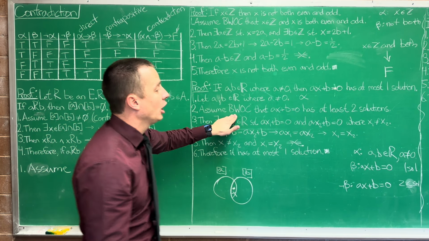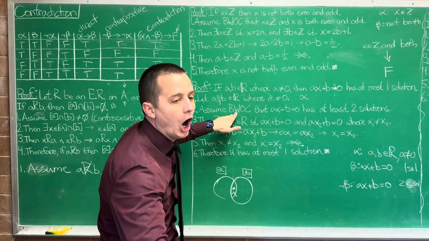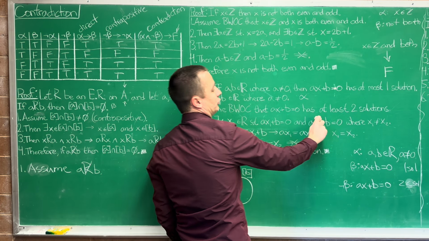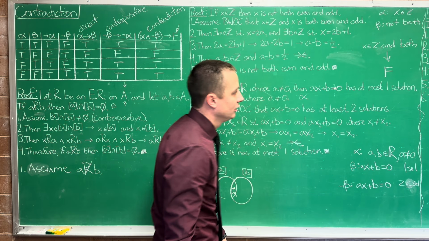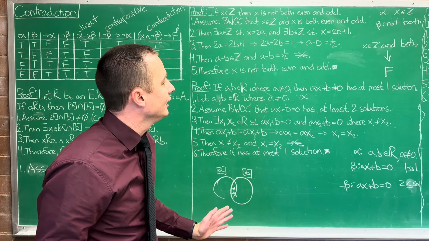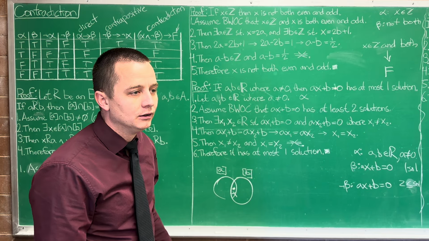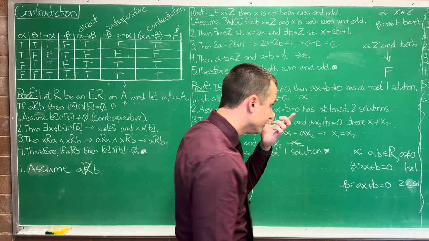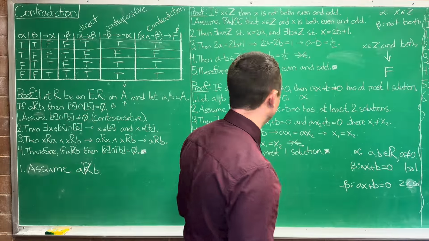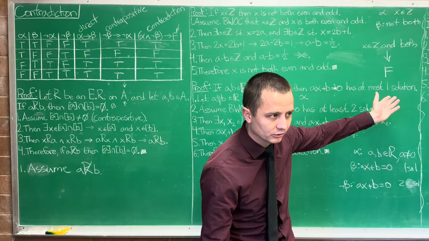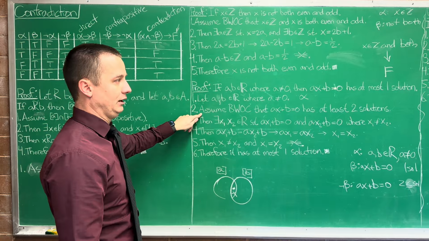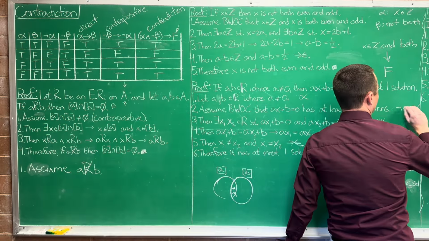Assume, by way of contradiction, that not beta. Assume, by way of contradiction, that ax plus b equals 0 has at least 2 solutions. That's the negation of it having at most 1, because there's no such thing as having 1.5 solutions. So if you have more than 1 solution, you have at least 2. You could have also said more than 1 solution. That would have worked fine. So there is our not beta. Okay, now what?